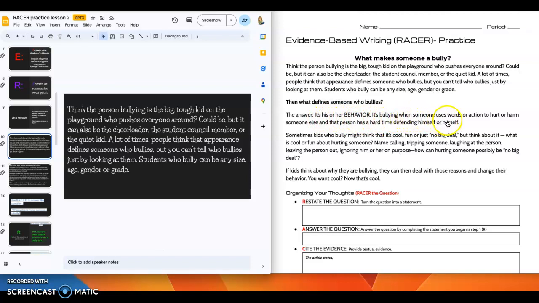It's bullying when someone uses words or action to hurt or harm someone else, and that person has a hard time defending himself or herself. Sometimes kids who bully might think that it's cool, fun, or just no big deal. But think about it. What is cool or fun about hurting someone? Name-calling, tripping someone, laughing at a person, leaving the person out, ignoring him or her on purpose? How can hurting someone possibly be no big deal? If kids think about why they are bullying, they can then deal with those reasons and change their behavior. You want cool? Now that's cool.